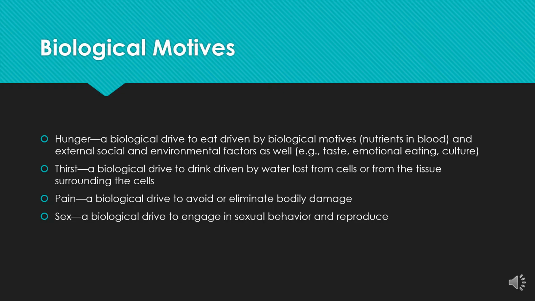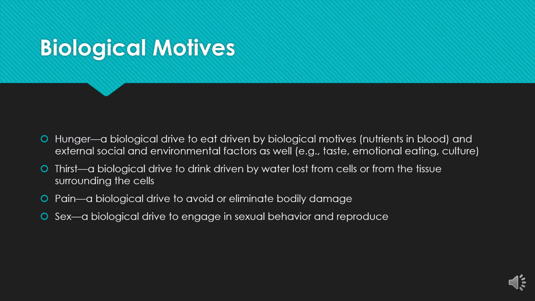Other biological motives include things such as hunger, thirst, pain, and sex. So hunger is a biological drive to eat driven by both biological motives, which are nutrients in the blood, so not having enough nutrients will drive us to want to eat, and external social and environmental factors. And the social and environmental factors tend to be things like taste. So sometimes we eat because we're motivated by something tasting good, or emotional eating. Maybe we eat because we're upset, or culture. Maybe we are prone to eat to celebrate. These are all examples of non-biological motives that impact something that is primarily biologically driven, which is hunger.